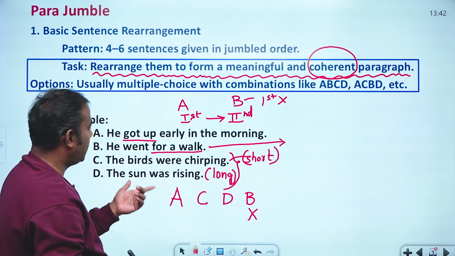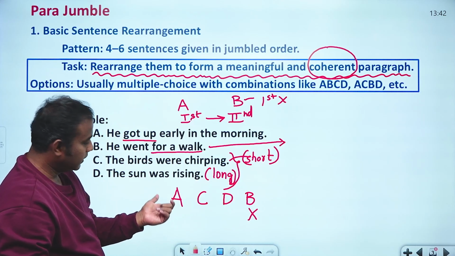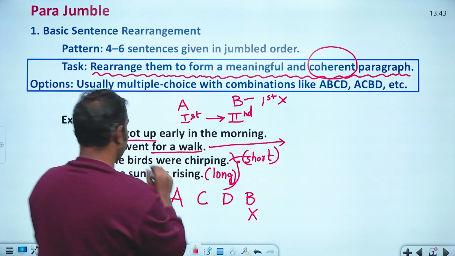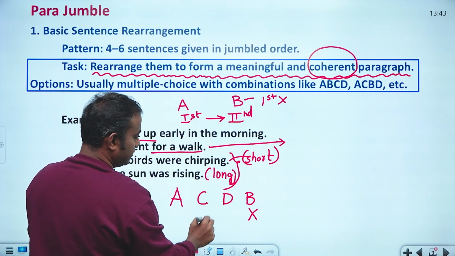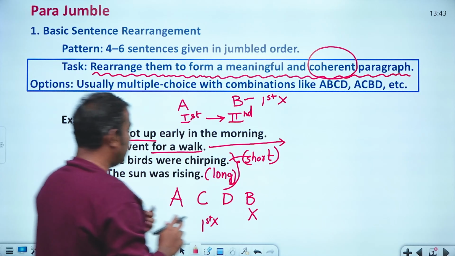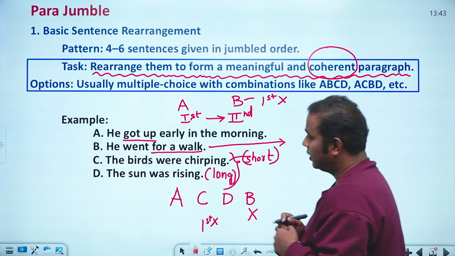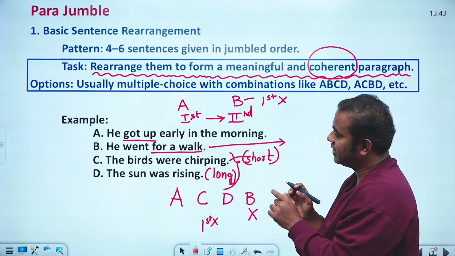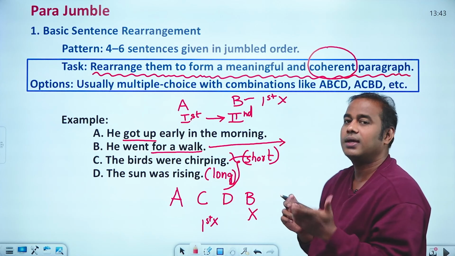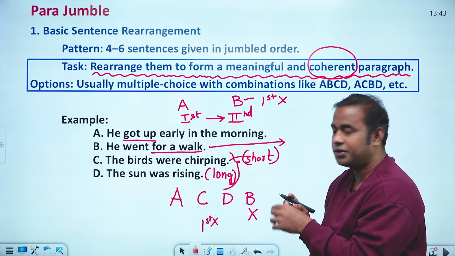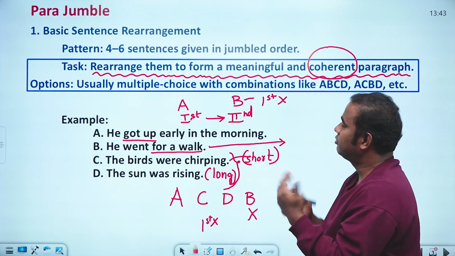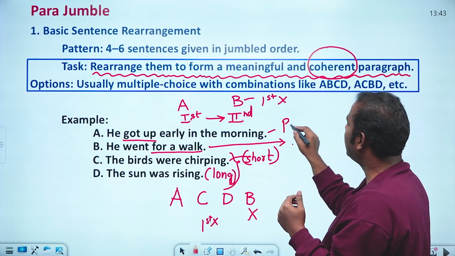Then the sun was rising can be the first one. Then the birds were chirping cannot be the first one. So C cannot be the first one. Only A and D can be the first one. So the sun was rising, he got up early in the morning. The sun was rising is a continuous tense. He got up early in the morning is a past tense, which means it's already happened.